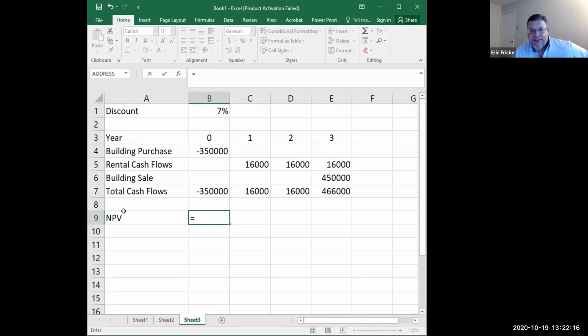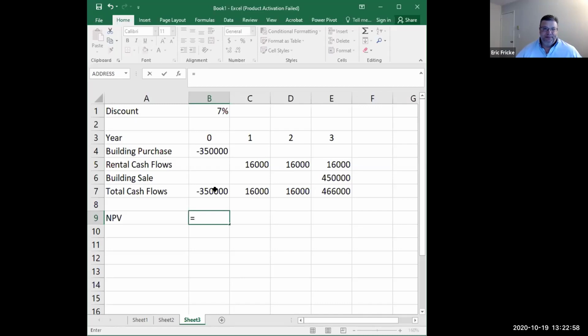All right, what should I do first in the NPV formula? What do you guys think? How do I handle this at time 0? Do I need to take the present value of this minus $350,000? Give me some yeses or nos in the chat. I see some no's, right? Because it's already in time 0, we don't have to take the present value of it, right?